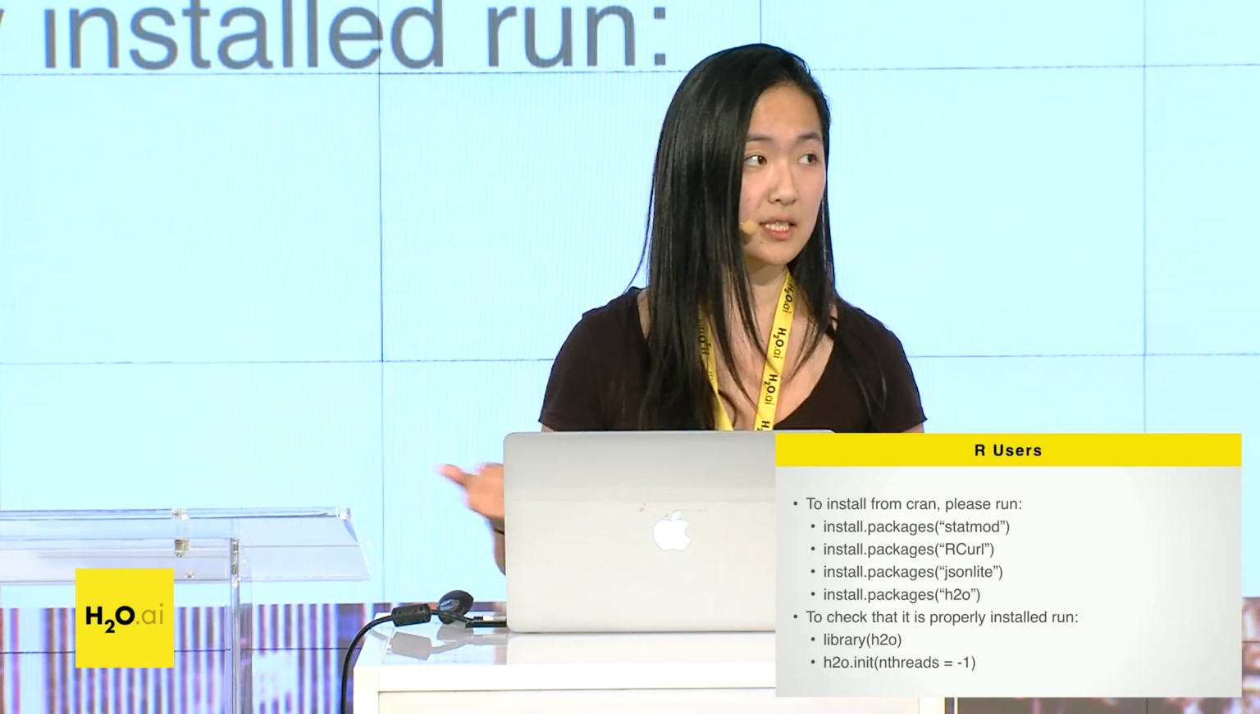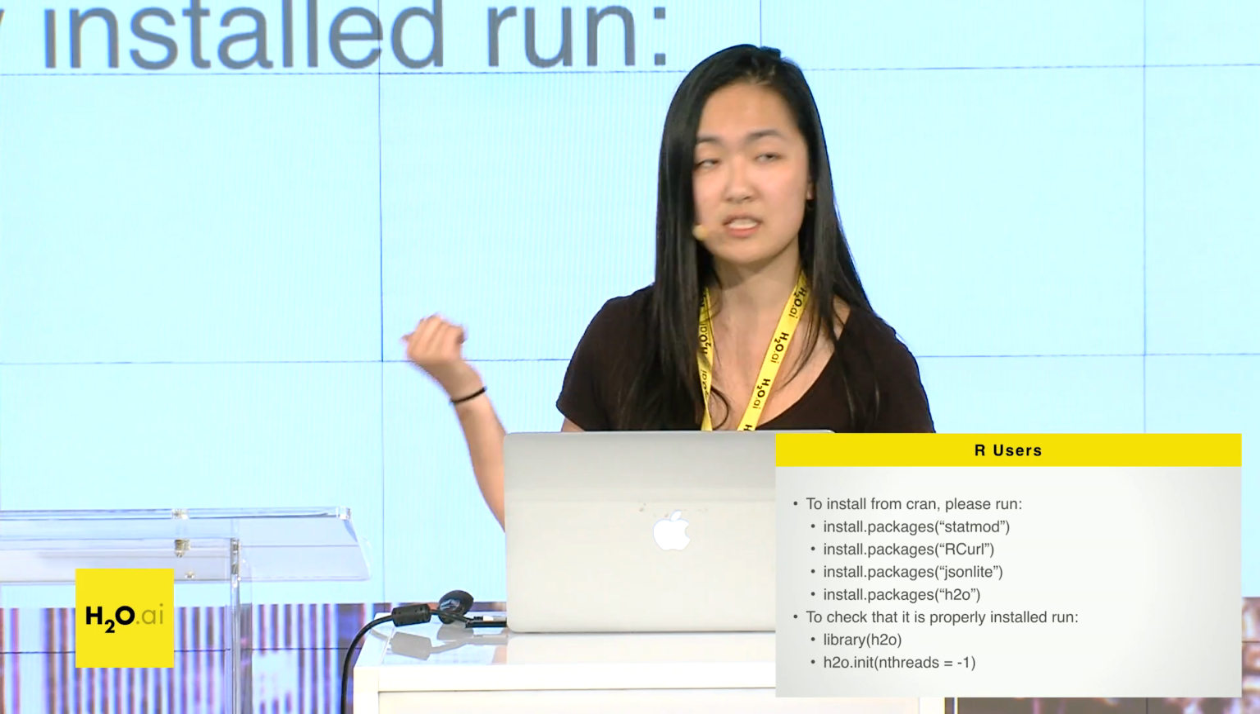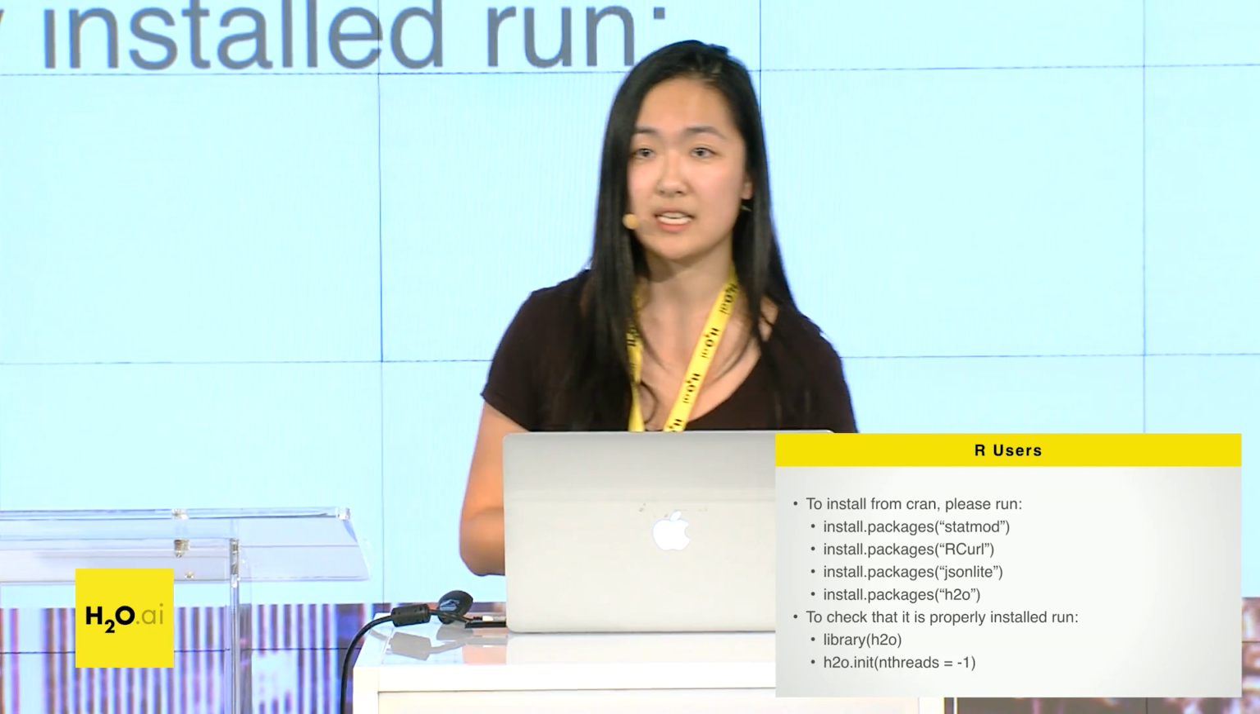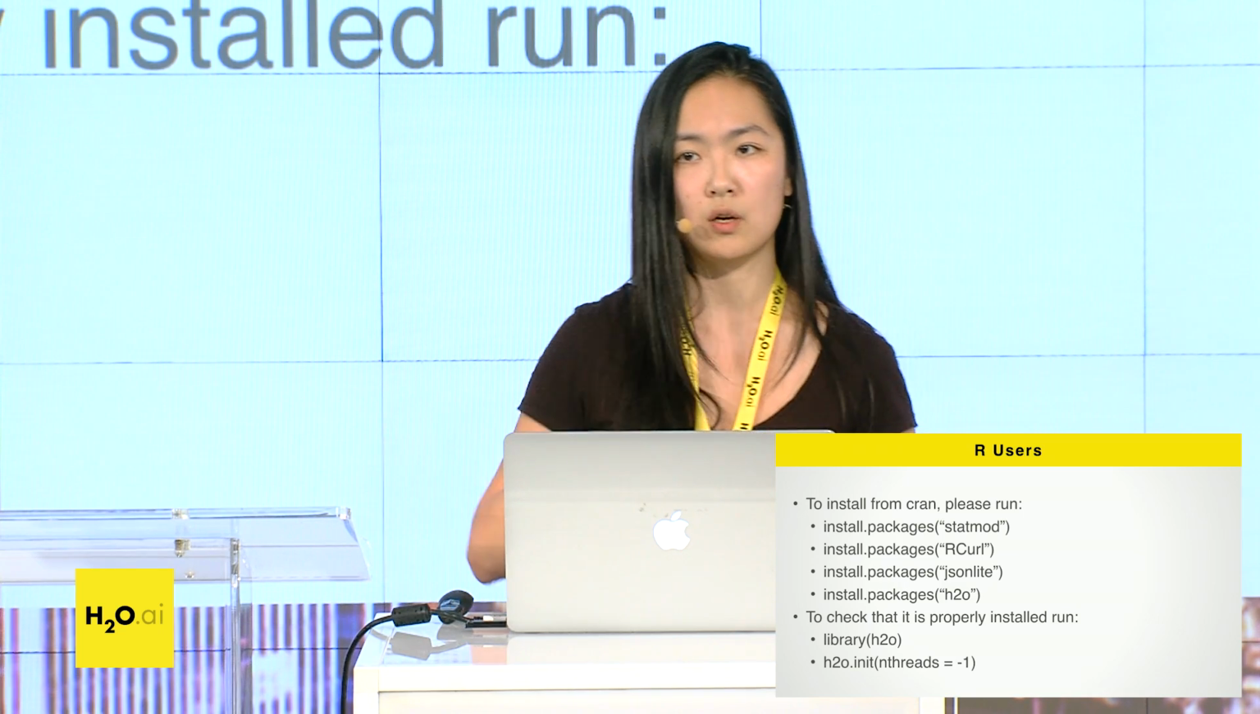The other way to do this is, if you have internet access, and the internet is actually fairly good here, is install it straight from CRAN. And so all you need is install that package as statmod, rcurl, JSONLite, and then you install H2O.